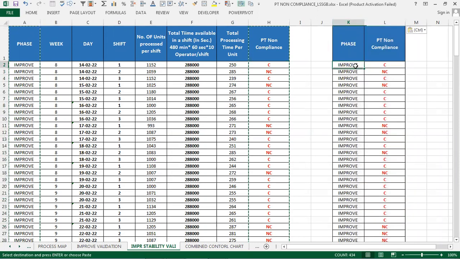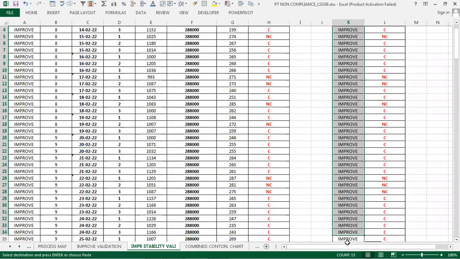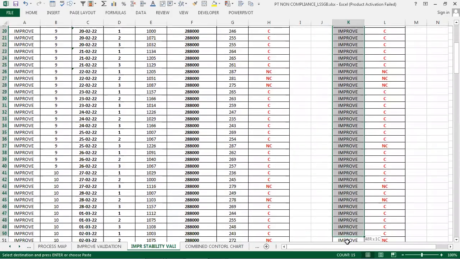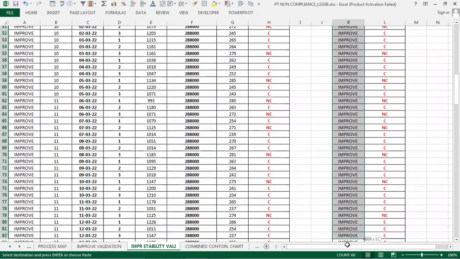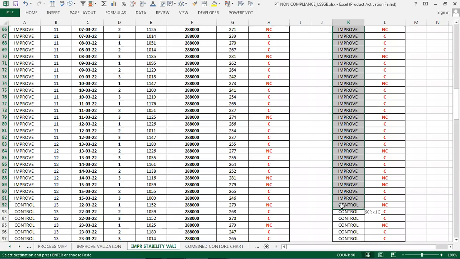So I do have the improve phase data and control phase data. Let me check whether there is any space bar. All I'm going to do is retype it in capital letters: IMPROVE. So there is no space now. I'm going to press enter and then paste it, going down and down until we finish with the improve phase. Right here, up till here, I'm going to paste it.